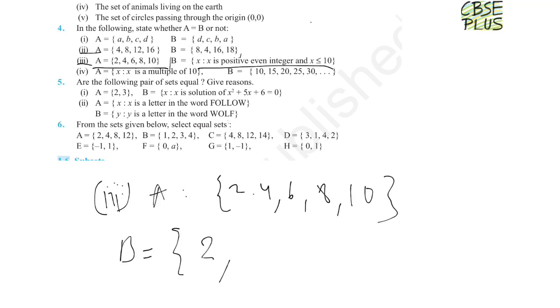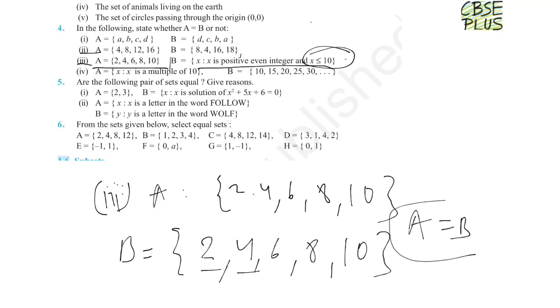So positive even numbers are 2, 4, 6, 8, 10, 12. But it also says that the number should not be more than 10, so it should be less than or equal to 10. So 10 can be included, but it cannot go further than 10. So 12 is not included. So this is the set B, and we simply see that set A is equal to set B because all the members of set A are in this set B, and all the members of set B are in the set A. So that's why we can simply say that A is equal to B.